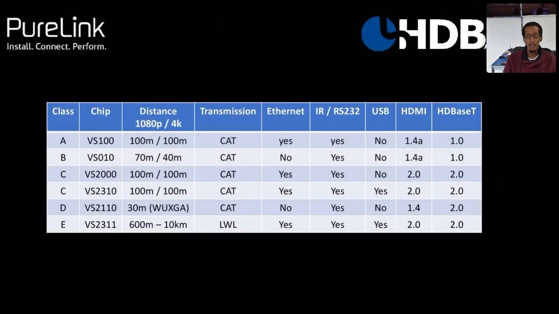Let's talk about the HDBaseT chipsets we're having at the moment. So there is the VS100, the VS010, the 2000, and so on. And those are different classes, classes A, B, C. We got two chipsets in the class C. We got D and E. And here in the table, you can see exactly what is supported with the different chipset.